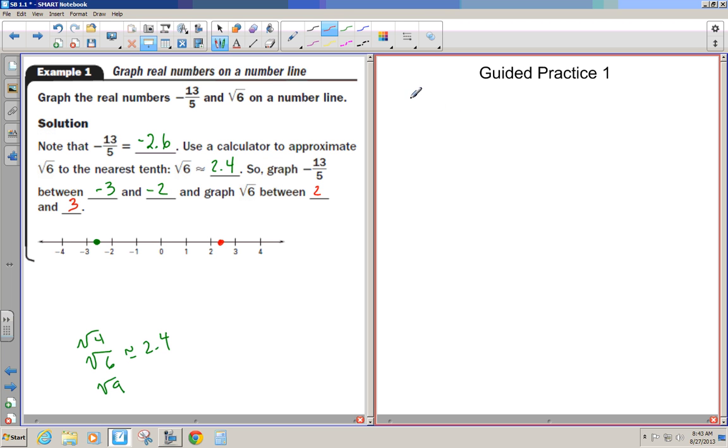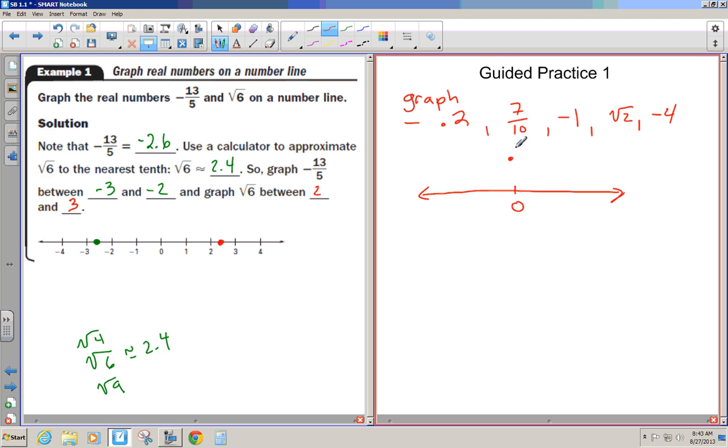You're gonna graph negative 0.2, 7/10, negative 1, square root of 2, and negative 4. So you're going to do that on a number line. So you're going to draw a number line, straight as you can. Put a 0 on there. You're going to want to make all of these decimals.